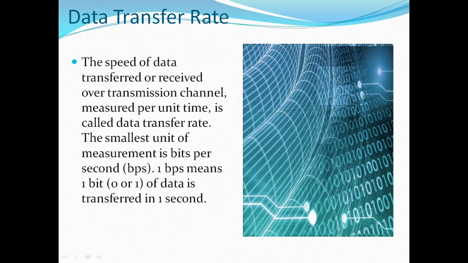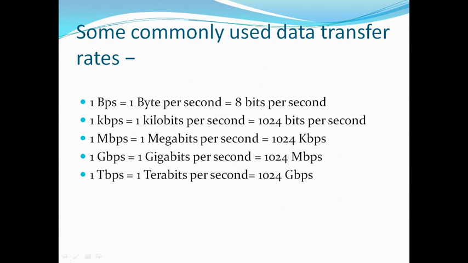Next definition is data transfer rate. What is data transfer rate? The speed of data transferred or received over a transmission channel, measured per unit time, is called data transfer rate. The smallest unit of it is bits per second. One bit is 0 or 1, transferred in 1 second. Next, some commonly used data transfer rates are 1 Bps, that is 1 byte per second, which is 8 bits per second. 1 byte is 8 bits.